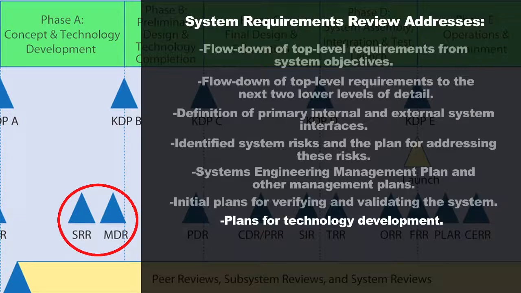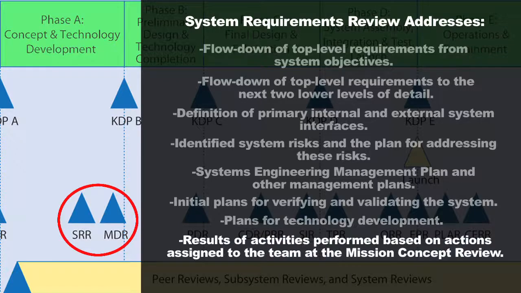And the system requirements review will also look at the results of any actions that have been assigned to the team back at the mission concept review. And so the goal here is that at each one of these technical reviews, the technical review team is going to assign some actions to the designers and say, we thought your system's pretty mature. We think you're ready to go to the next level. But there are some areas of concern. We don't think you've thought enough about X, Y, or Z. And we want the team to go back and do a little bit more work on that and prove to us that you've completed that. So at the next review, you're going to want to make sure that all the actions have been closed out.